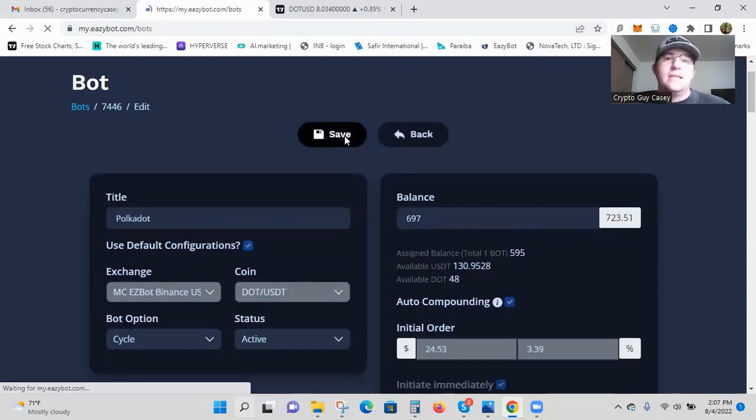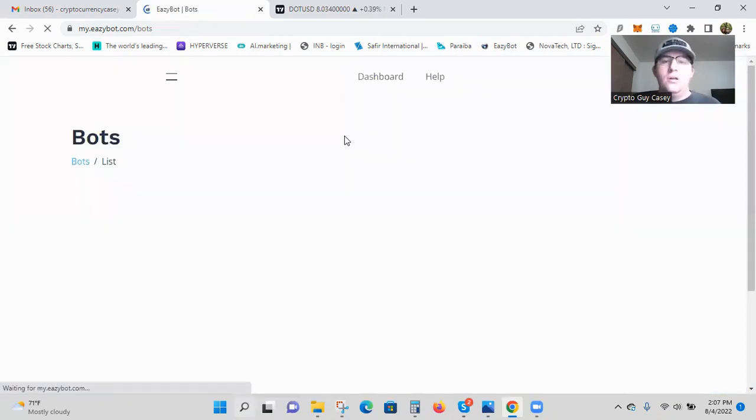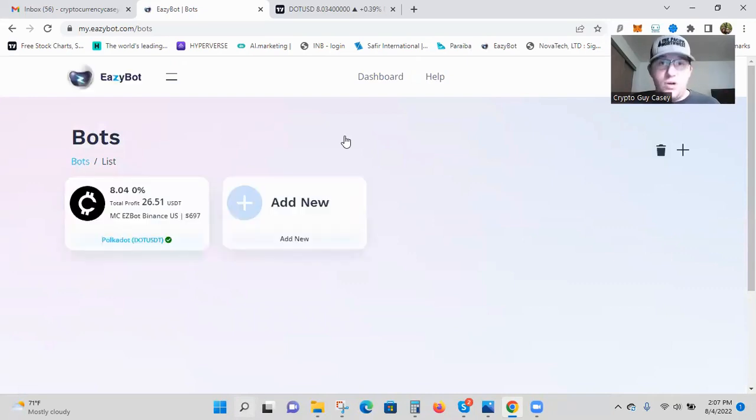Bam, done. That's it. So now Eazybot knows that you've just given it another $102, or whatever your amount is, that you've added to your exchange. You've just given it more of a trading balance to work with.